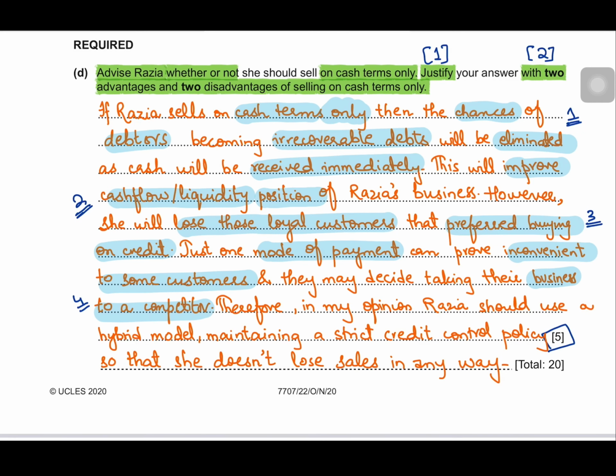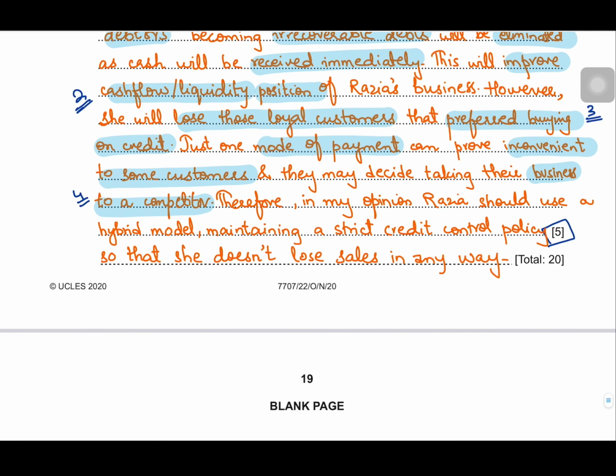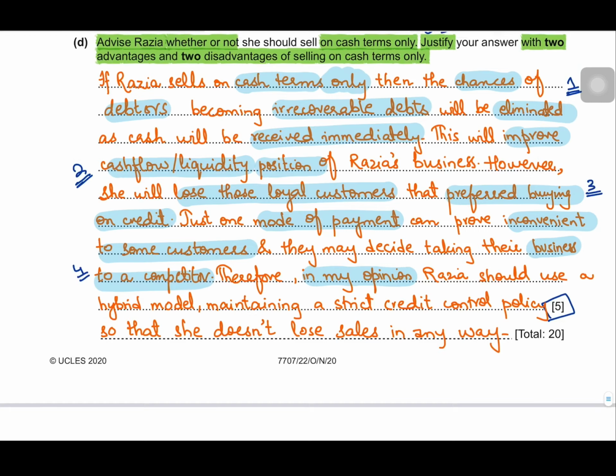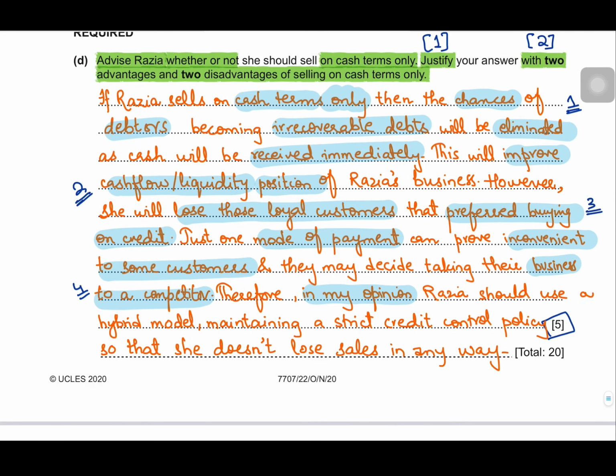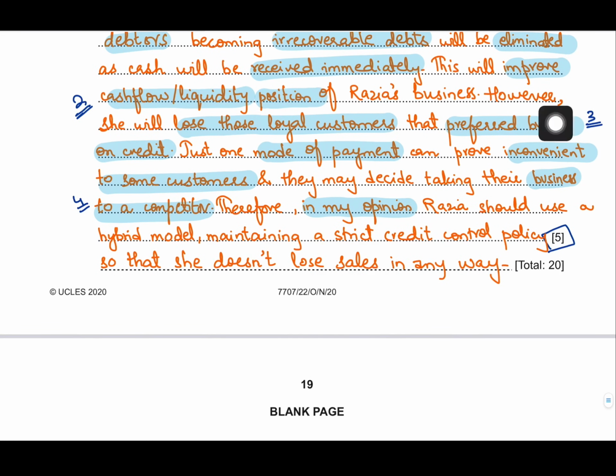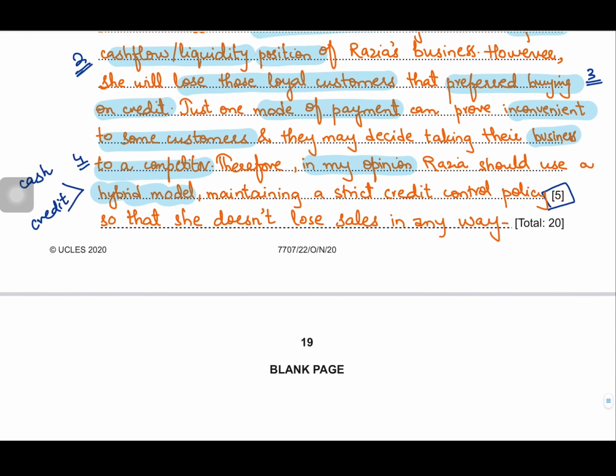Therefore, now last, coming towards your justification, what do you recommend. Therefore, in my opinion, right, this is just my opinion, you can write whatever you want, that prefer cash terms or don't prefer them at all. I have written that in my opinion, Razia should use a hybrid model. Hybrid model means sell on cash to some customers and on credit as well. Why just stick to one policy? Use both of these, right? Benefit from both of these.